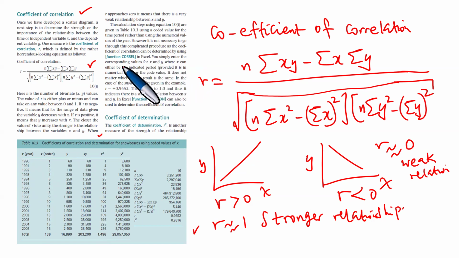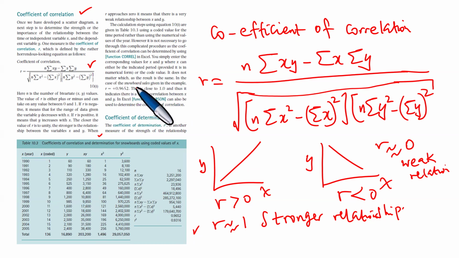You simply enter the corresponding values of x and y, where x can be indicated either as the period, provided it is in numerical form, or as the code value. It does not matter which, as the result is the same.